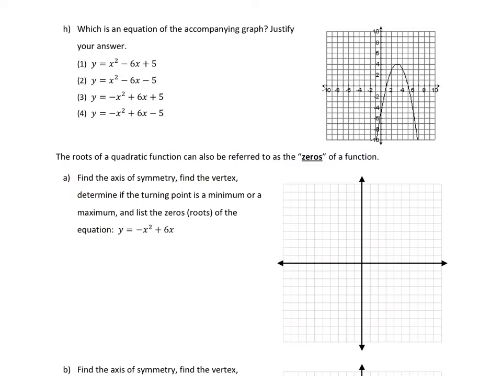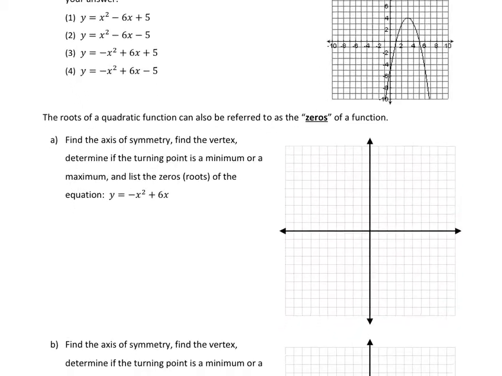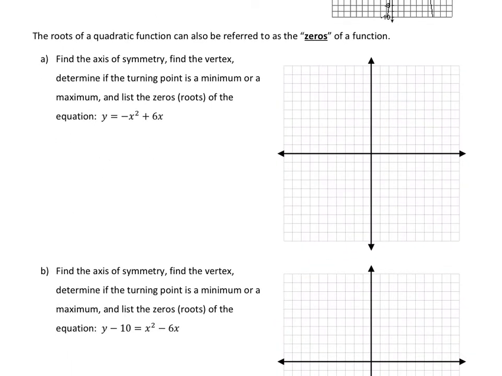I want you to try letter H on your own. Use process of elimination like we did on letter G. The roots of a quadratic function can also be referred to as the zeros of a function. Find the axis of symmetry, find the vertex, determine if the turning point is a minimum or maximum, and list the zeros or roots of the equation.